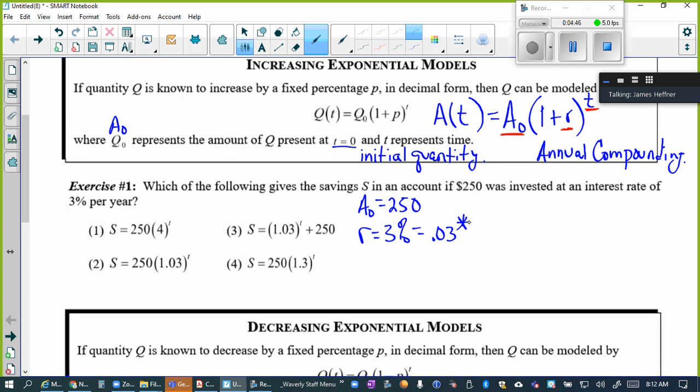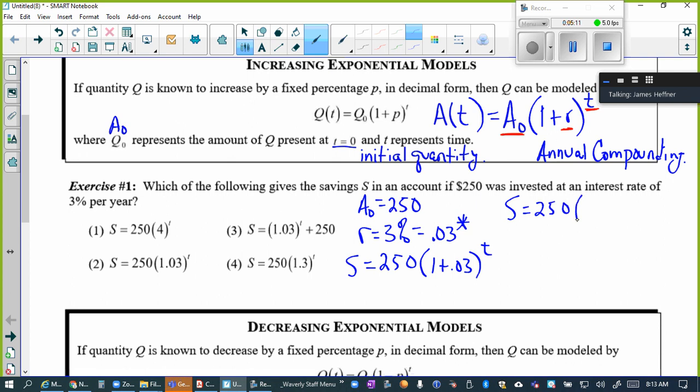Okay, so let's plug into our formula up top, right? They're using S instead of A of T, right? So S would equal, what's our A naught? 250 times 1 plus 0.03, right? to the T. But we can simplify in the parentheses pretty easily here, can't we? You need your calculator.